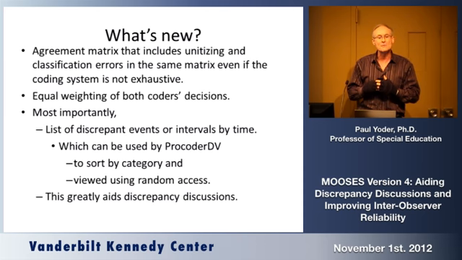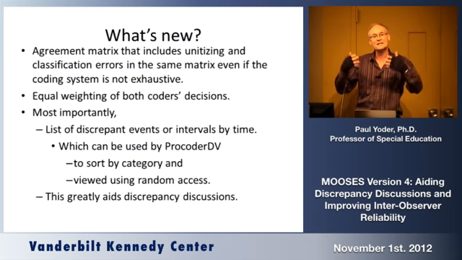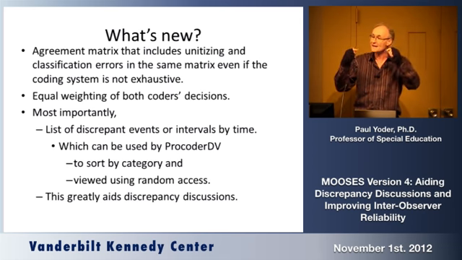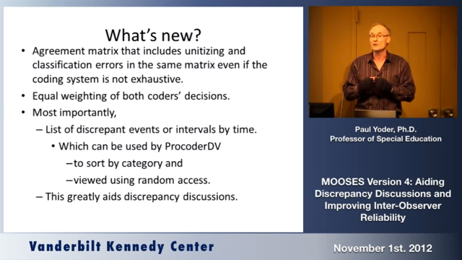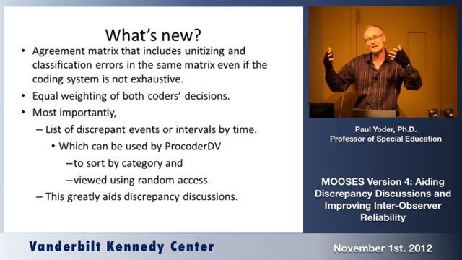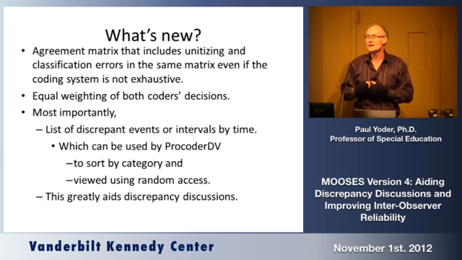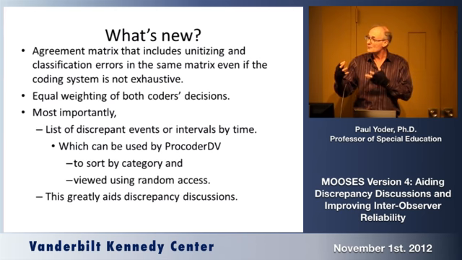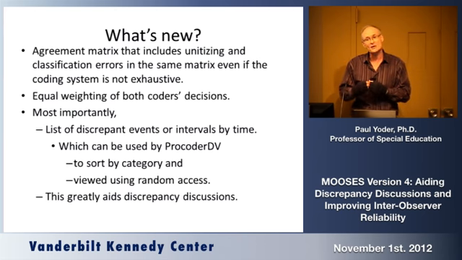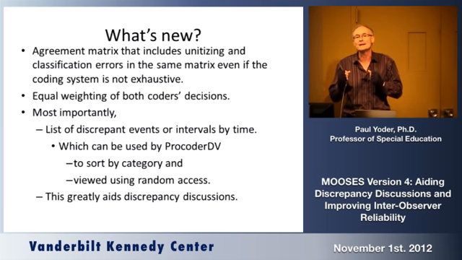Most importantly, though, and that's what I'm going to hit the most, is that it gives a list of the discrepancies. It gives a list of where these two people disagree, either time by time, or second by second, or interval by interval. And then it allows you to use the agreement matrix in concert with the discrepancy list to hit those most problematic coding decisions, when you're talking with each other, to help you improve the accuracy of your coding and to keep observer drift from occurring.